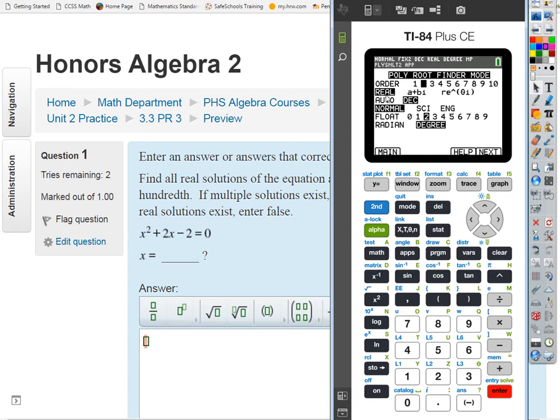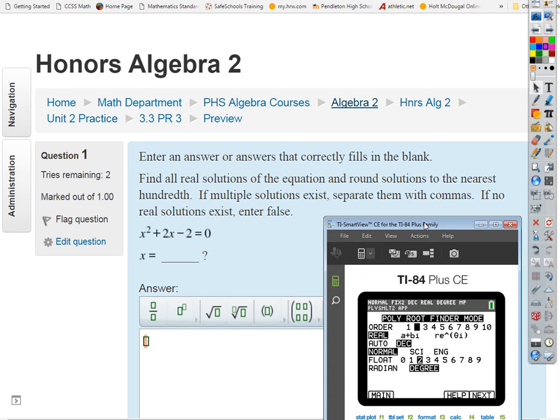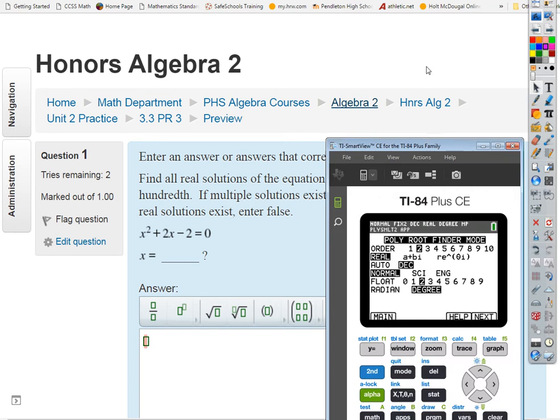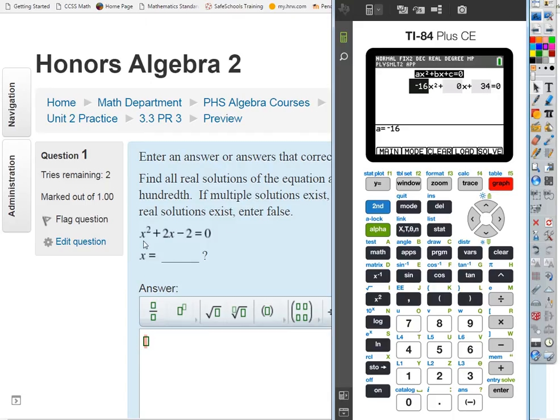Now here's the cool thing. It says find all real solutions of the equation and round the solutions to the nearest hundredth. So we're going to put the first row on real, although we could find imaginary solutions too. We'll make it decimal, and because we're rounding to the nearest hundredth, we'll go float 2 so it'll round for us. And we go next. Now all we have to do is put in the coefficients.